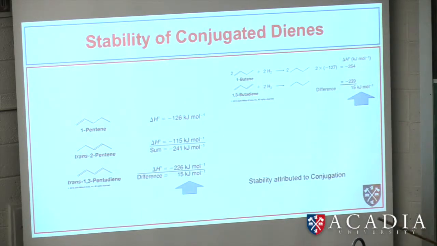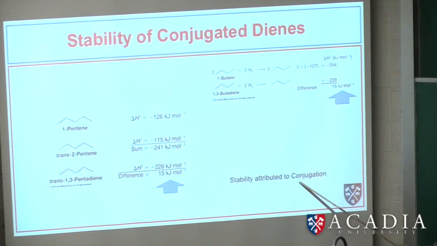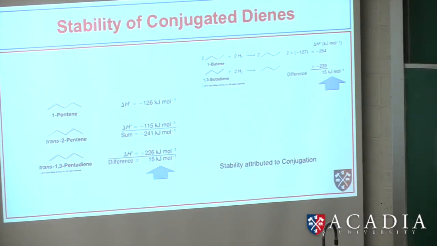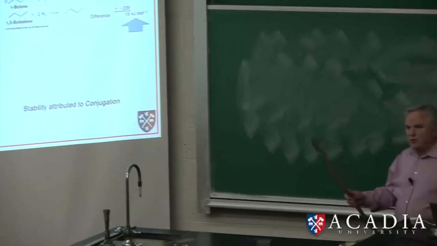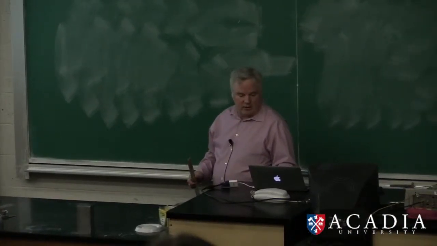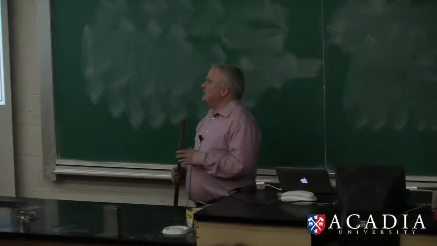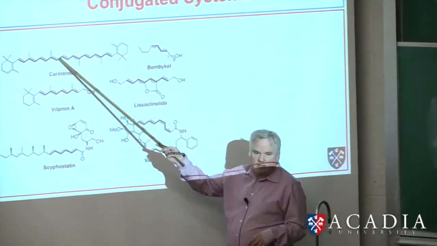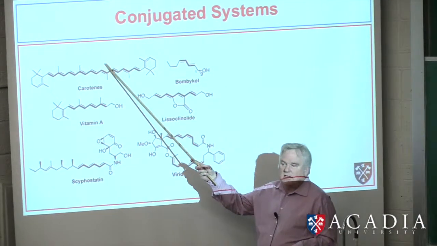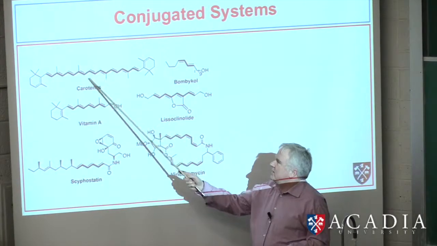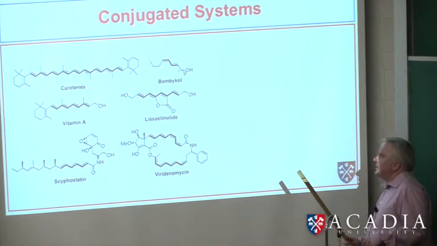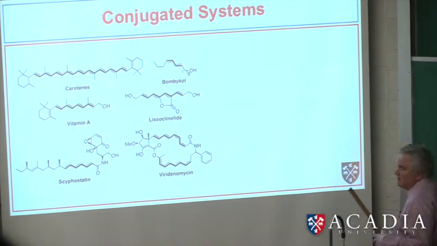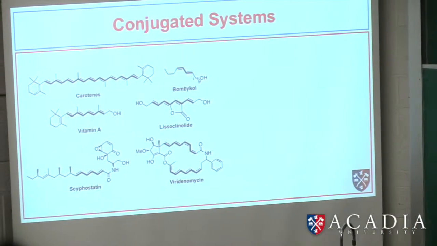So this extra stability we attribute to the fact that they're conjugated systems versus isolated systems. So there seems to be some stability inherent in the fact that those pi systems can communicate with each other. Conjugated systems, we find them all over the place. Carotenes, everybody knows you're supposed to eat your carrots. This is important in vision. This molecule gets converted by the body to systems that are important for vision.